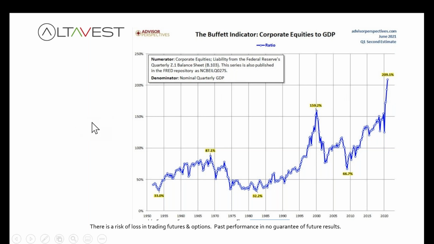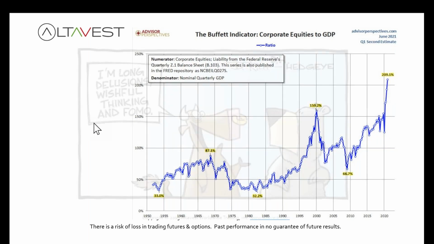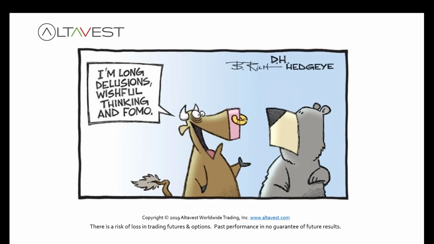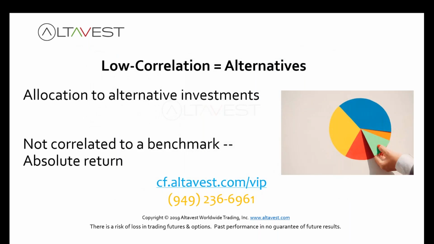But you know what? It could keep going higher. Who knows? So maybe there's a bit of FOMO going on, fear of missing out. But we like alternatives. Obviously, that's our space. Having an allocation to alternatives makes a lot of sense. And the reason I just showed all that is because nothing goes straight up forever. So things start to slow down a bit, and maybe the market starts to choke and falter. You might be glad you had some exposure to alternatives.